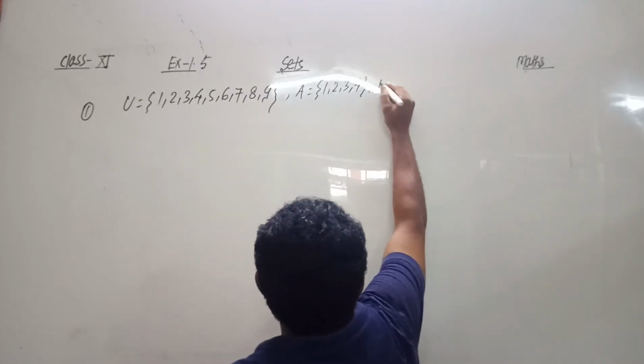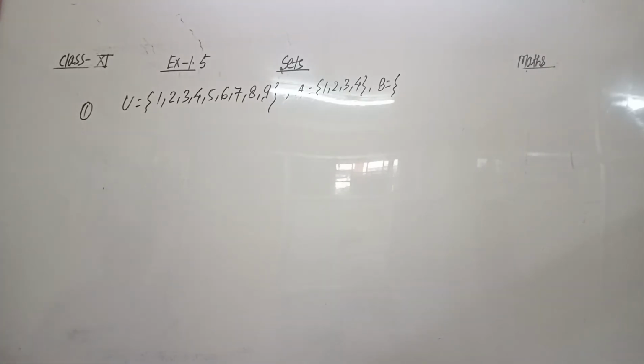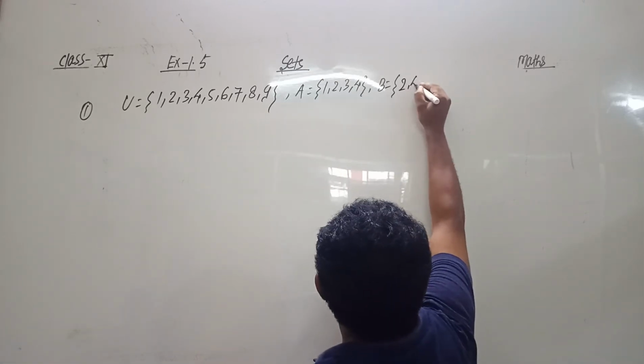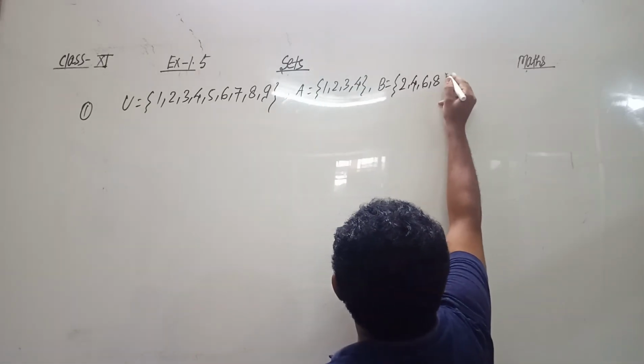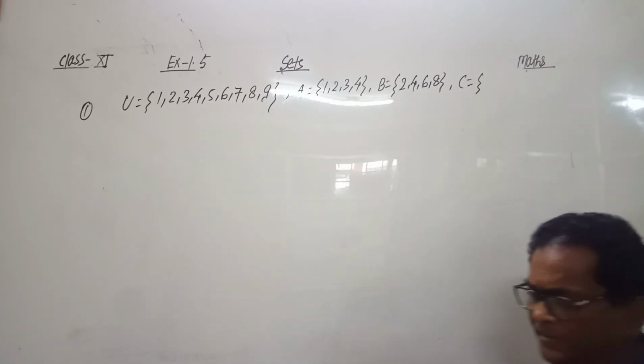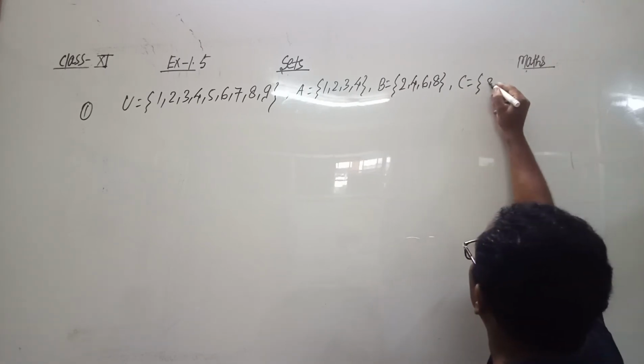And another set B equals 2, 4, 6, 8. And set C equals 3, 4, 5, 6.